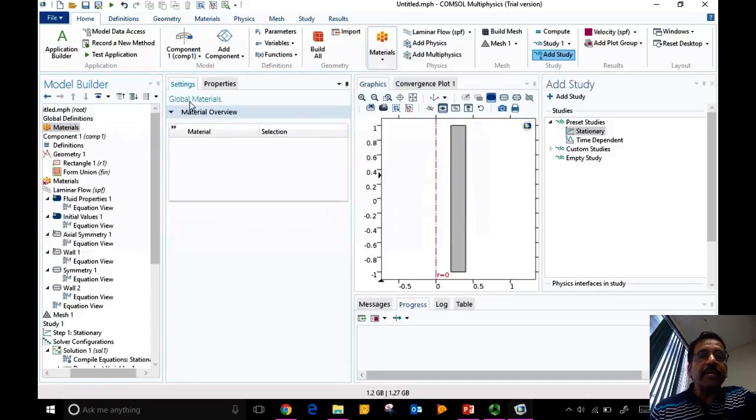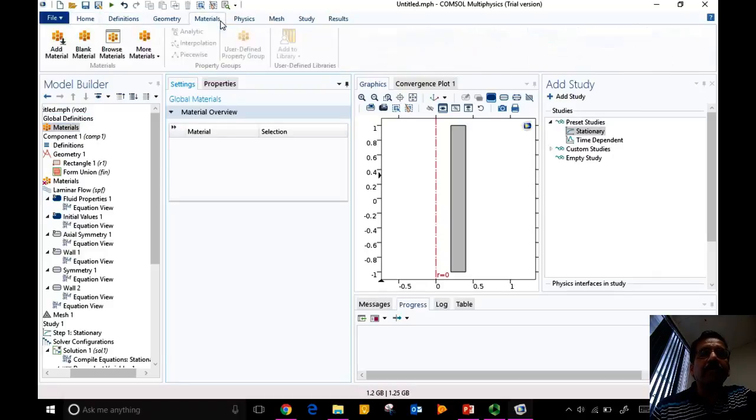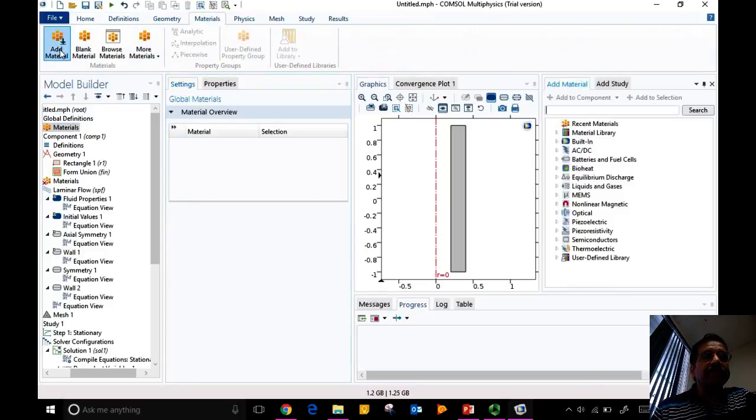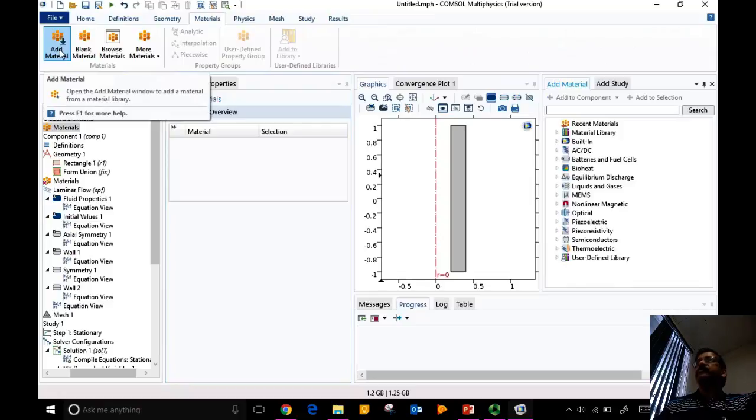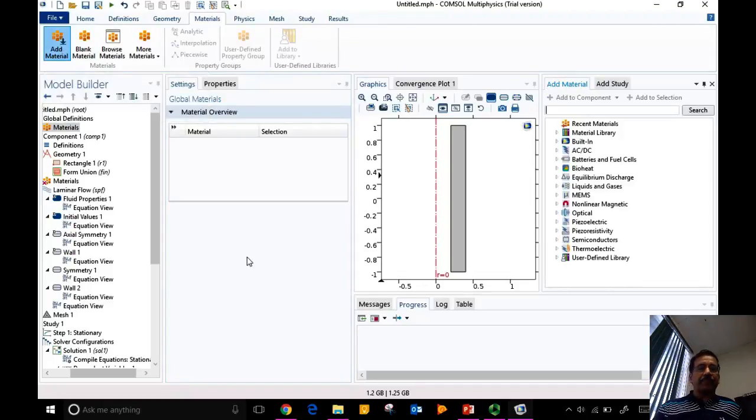I haven't really played with this, but I think in the material section, maybe we can write "add material." Yeah, add material, right? So that way you'll pick whatever material that you want from there.